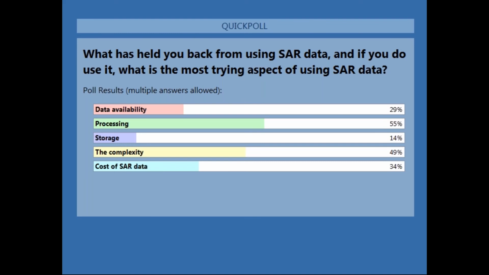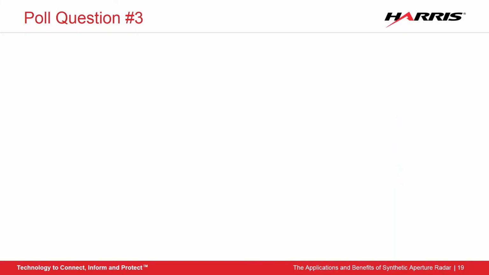And obviously data availability, I think that will continue to improve. Cost of SAR data, I'm sure the market will determine what's going to happen with pricing there, but one would think with the availability of more and more data that we would expect the price of SAR data to come down as well. So thank you, that's excellent input to that. We'll move on to the next slide.